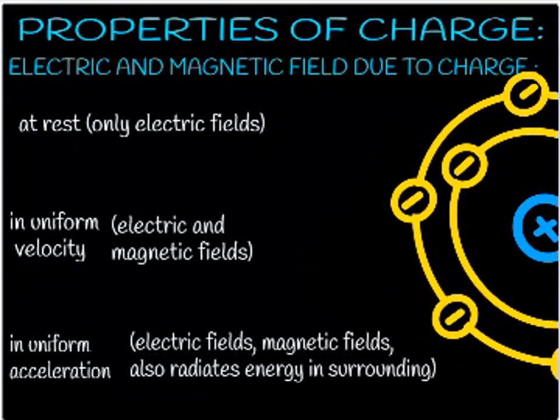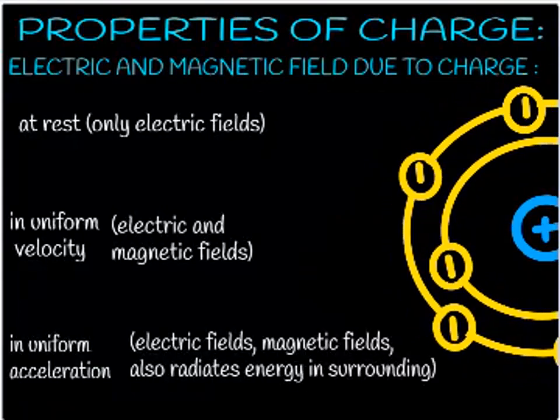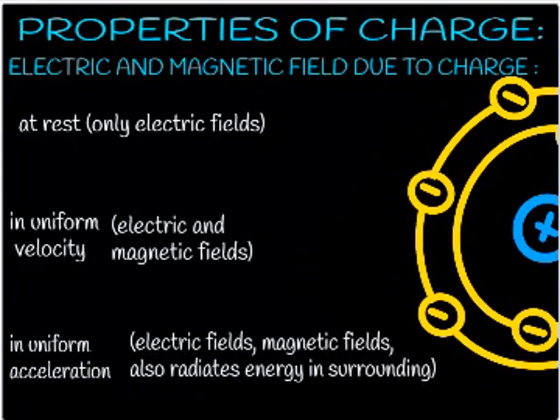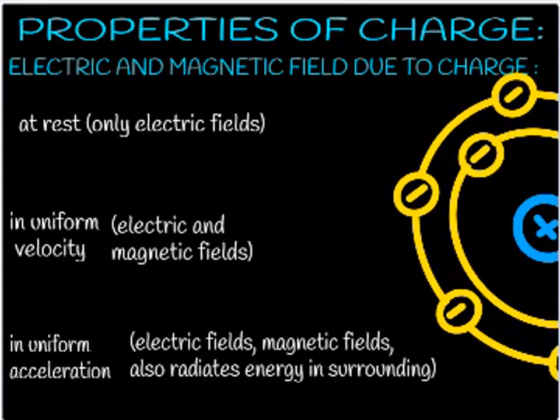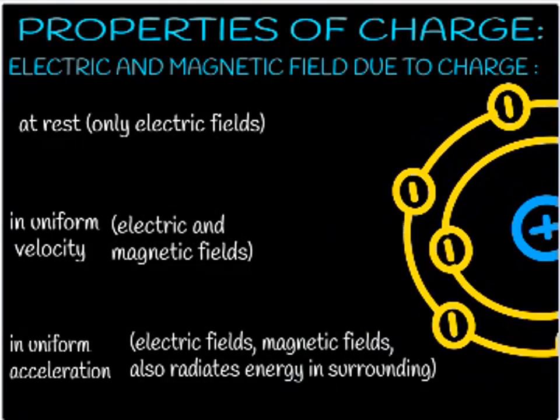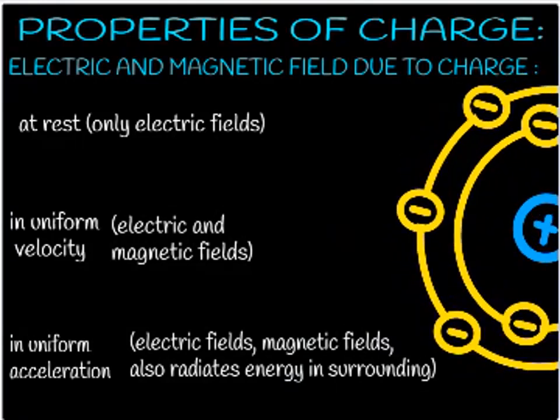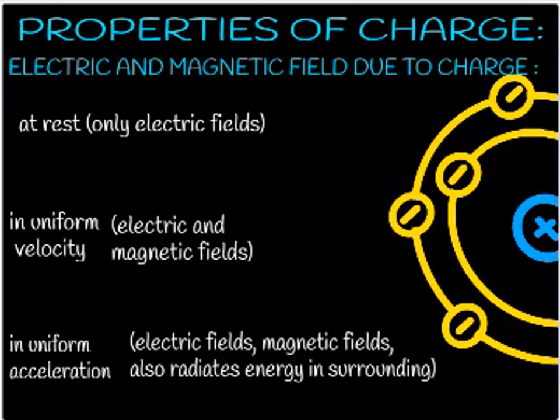An electron produces only an electric field when at rest. It produces electric and magnetic fields when in uniform velocity. And when it is in uniform acceleration, it produces electric and magnetic fields, and radiates energy into the surroundings.